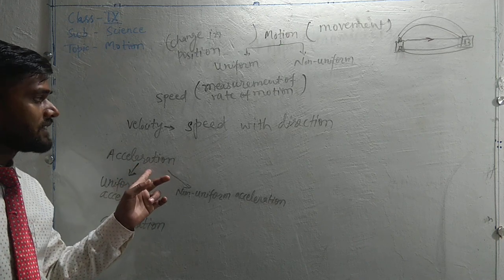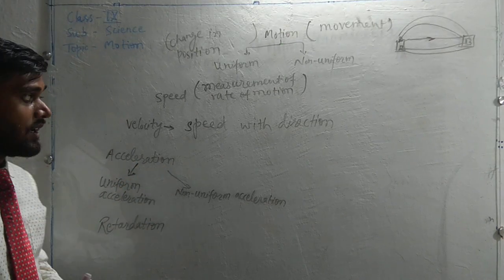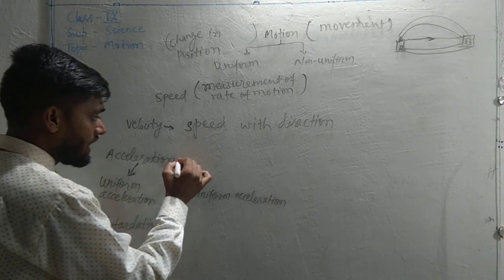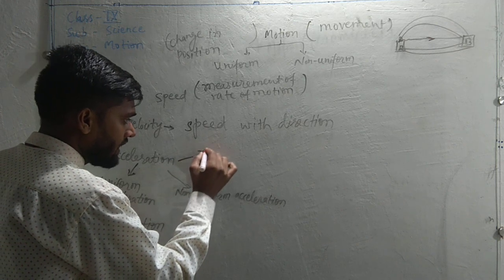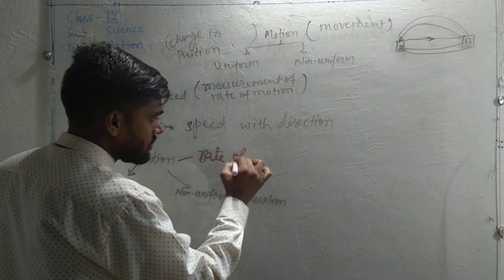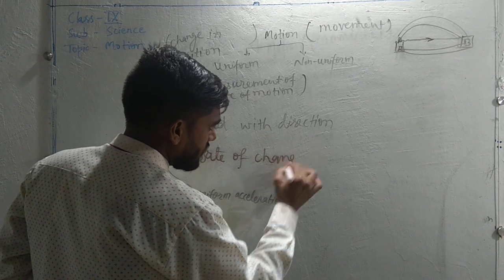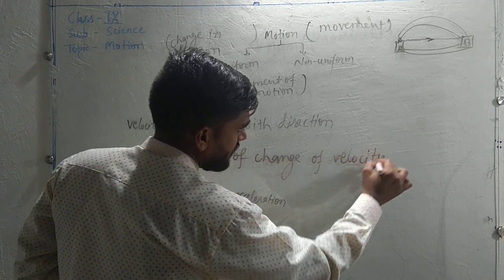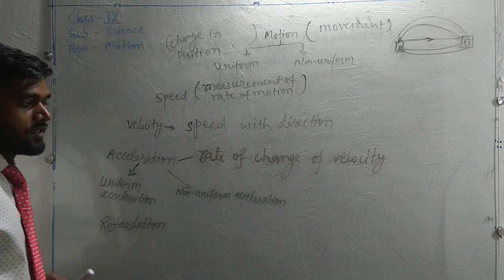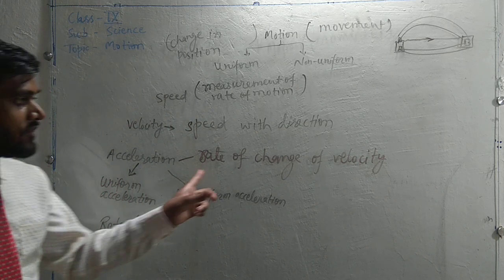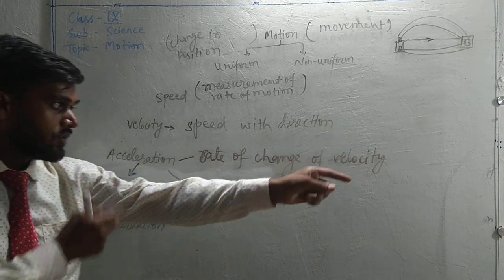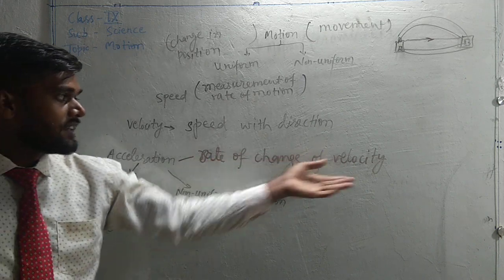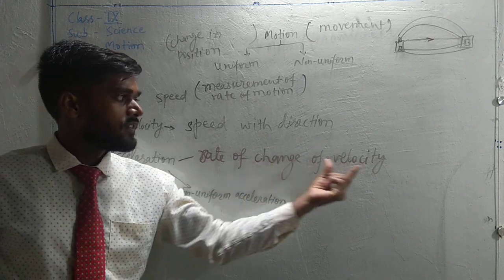And how can you define acceleration? Acceleration can be defined as rate of change of velocity. Rate of change of velocity. So let us understand this. This is what, change of velocity.